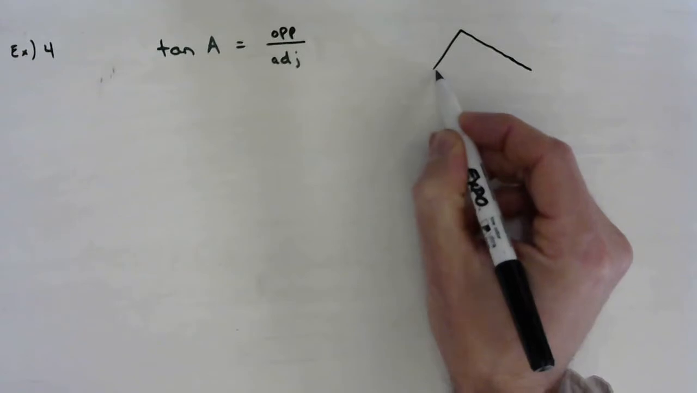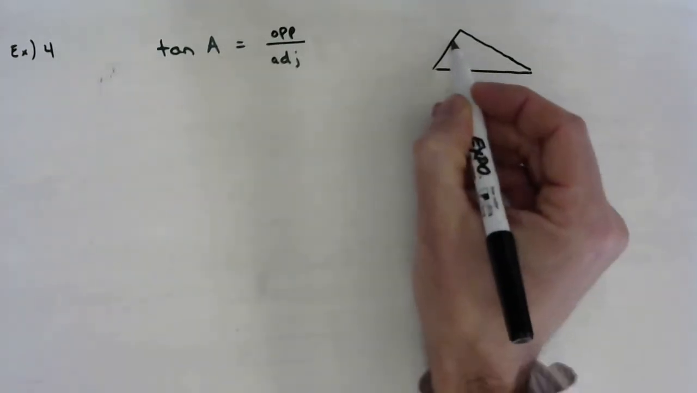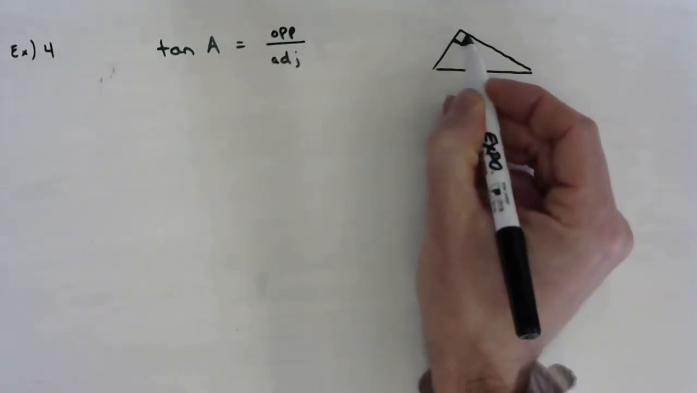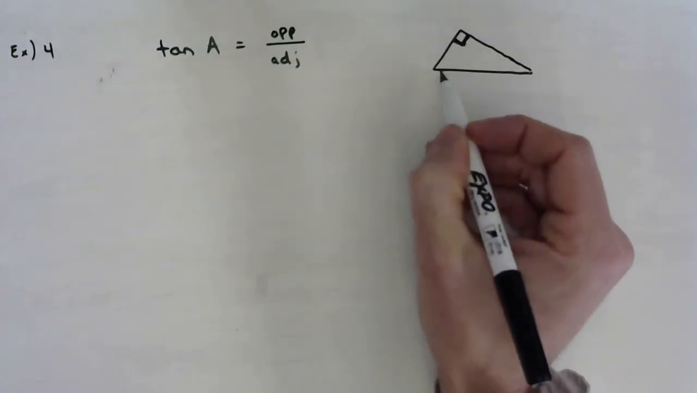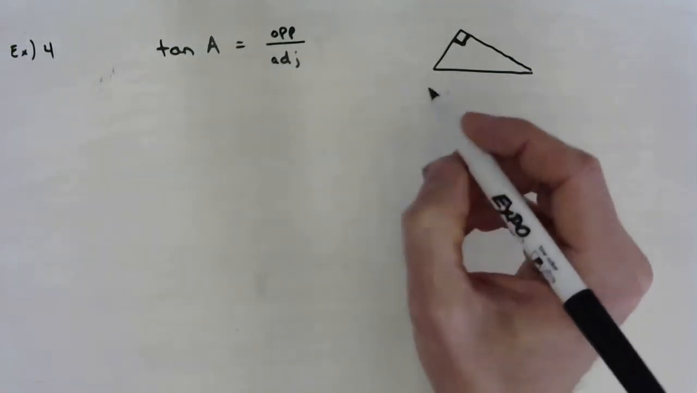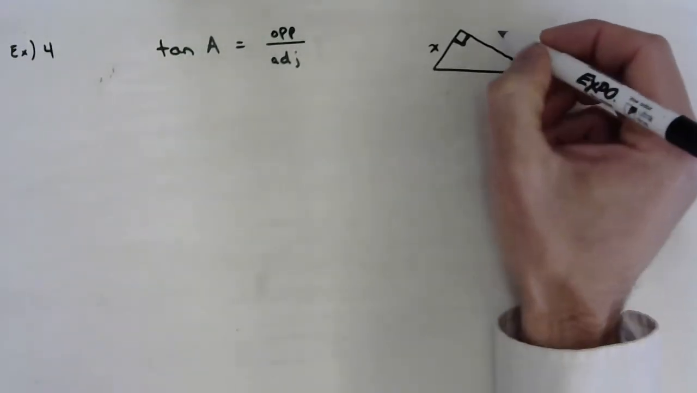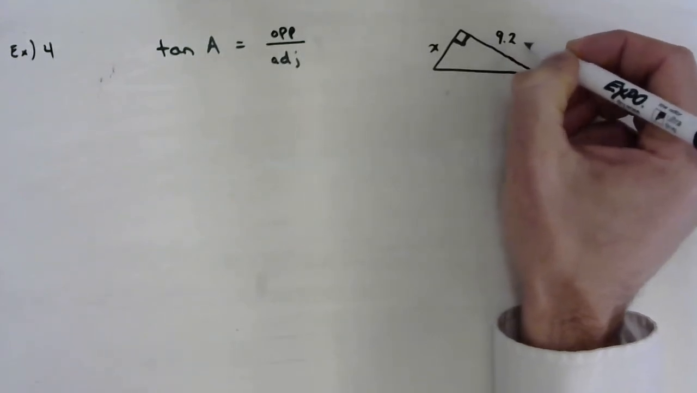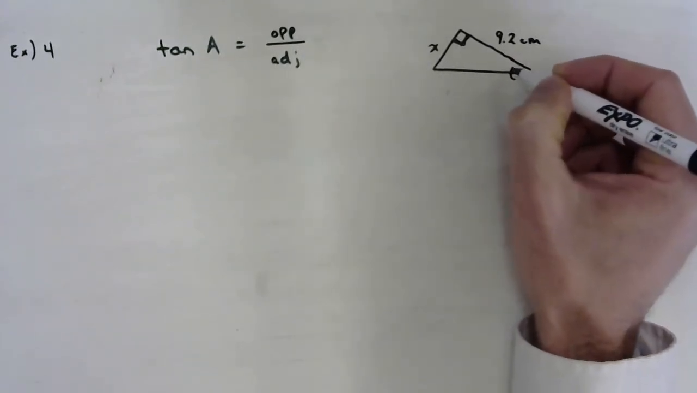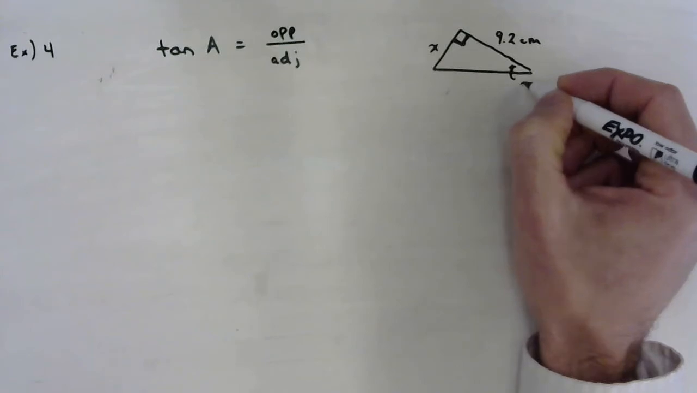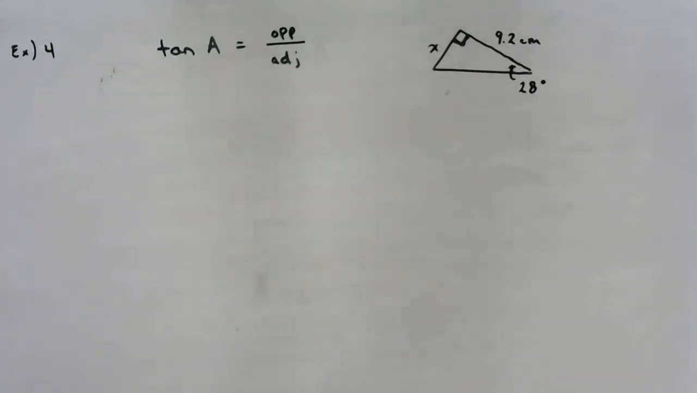It looks a little bit different, but it's actually still a right angle triangle. They just threw the right angle at the top part. It's labeled side length X, 9.2, and you're told this angle is 28 degrees. Now, who can tell me what's different about this example? Why is this slightly more challenging?